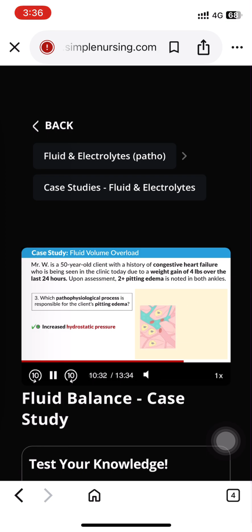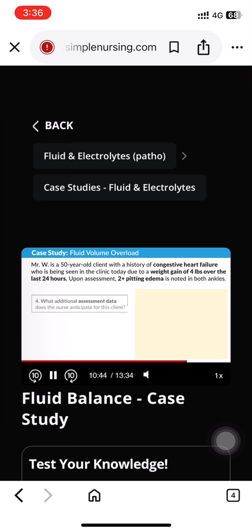Yes, increased volume causes fluid to be pushed out of that vascular space and into that interstitial space, resulting in edema. Okay, now for question 4 in our case study. What additional assessment data does the nurse anticipate for this client? So once again, pause the screen. You got 60 seconds. Good luck.